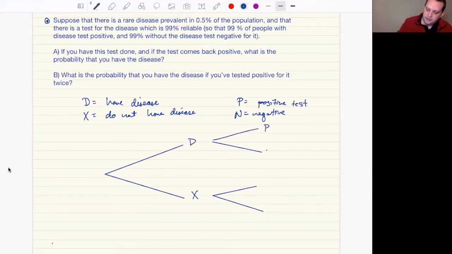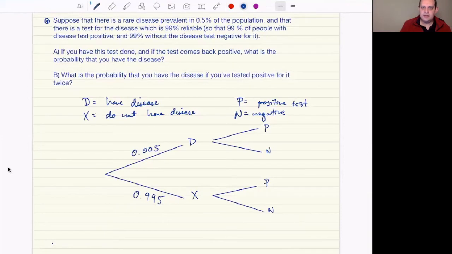So we have the disease or we don't. And we know that it's prevalent in 0.5% of the population, meaning 1 out of 200 people have it. So you can do 0.5%, which would be, 0.01 is 1%, so half of that is 0.005, which means that 99.5% of the population does not have it.